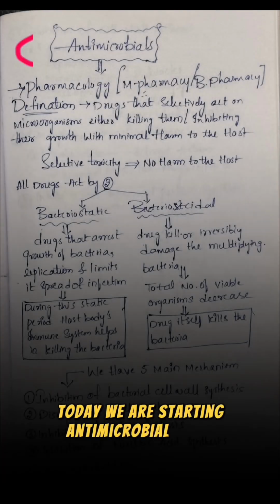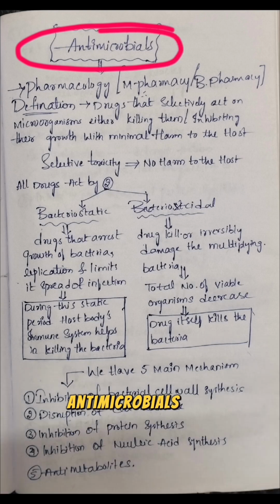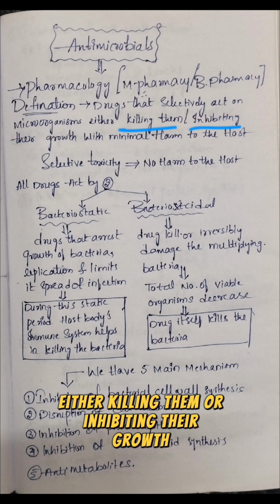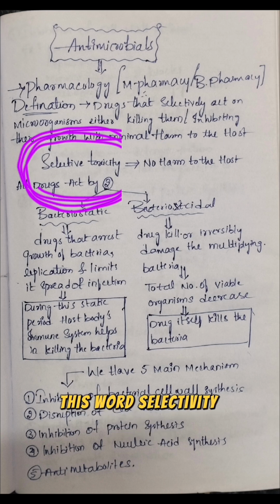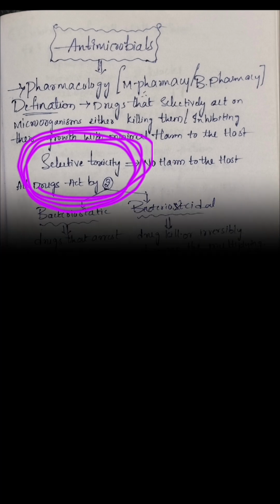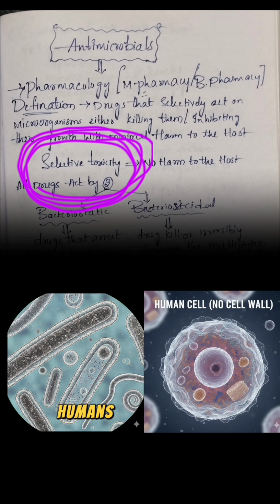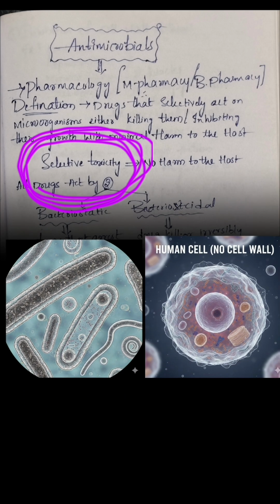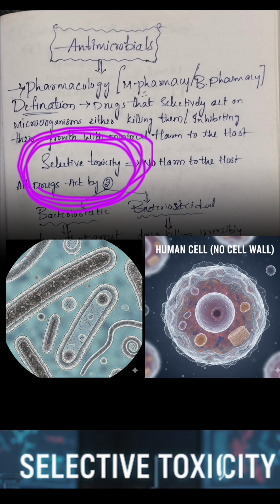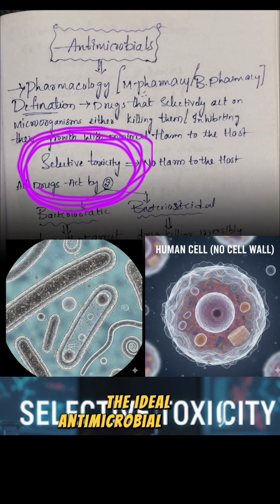Today we are starting antimicrobial drugs. Antimicrobials are the drugs that selectively act on the microorganisms, either killing them or inhibiting their growth with minimal harm to the host. This word selectivity is very important for the exams. Why? Microbes have different structure, humans have different structure. Drugs target differences, not similarities. This concept is called selective toxicity. The ideal antimicrobial should have maximum selective toxicity.